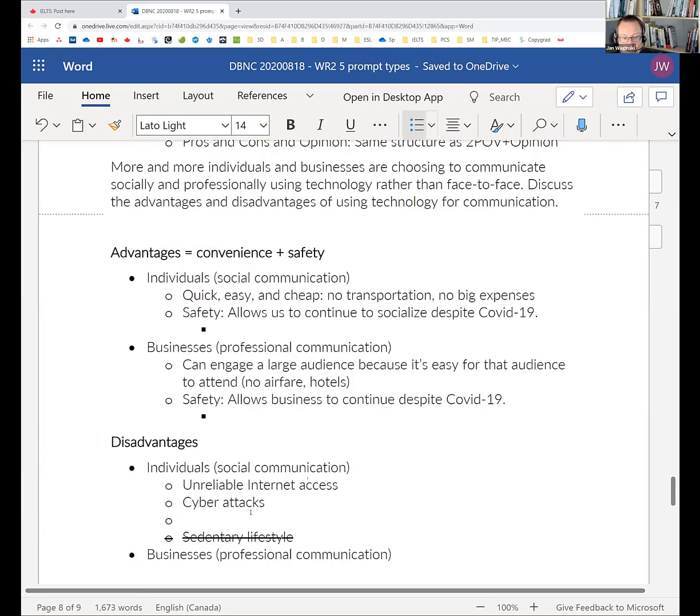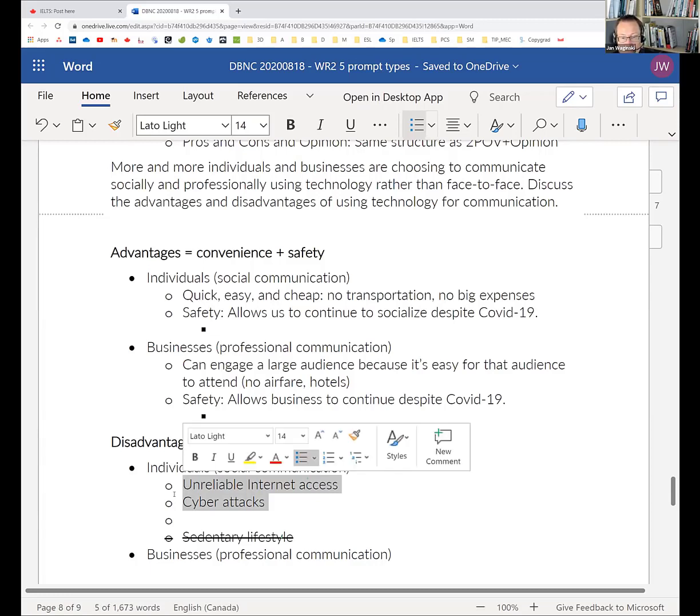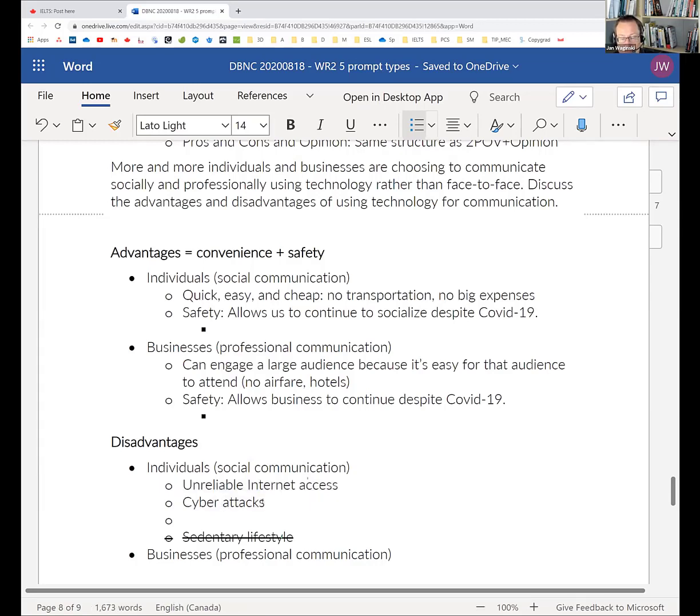So for similar reasons, I think we should leave these off because that doesn't really deal with the communication aspect. These are like security aspects, and yes, but I don't think they're central to the issue. Because cyber attacks are a danger of absolutely anything that you do online. They're not unique to communication. And unreliable internet access, again, that's a common problem for absolutely anything you do online.